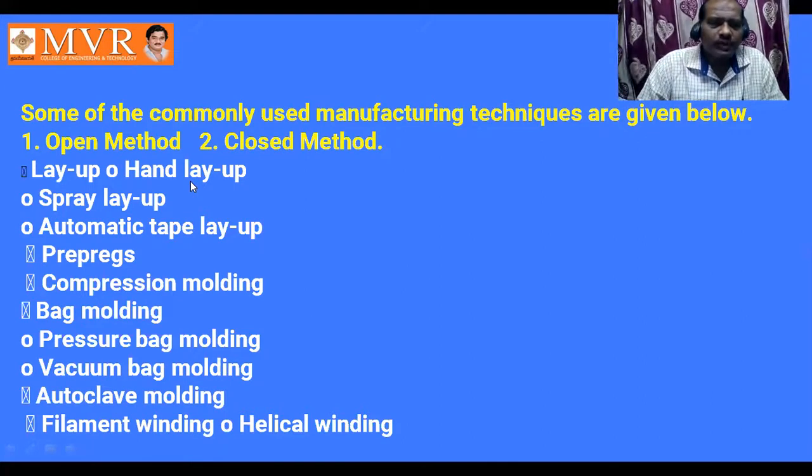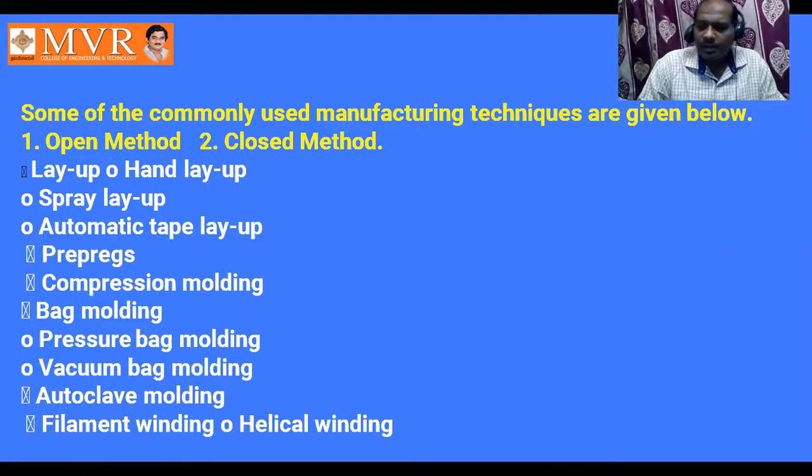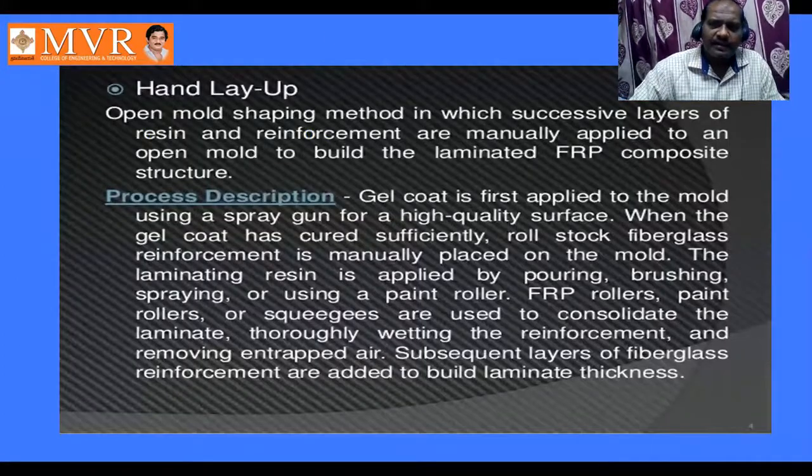Broadly, there are two classifications: open method and closed method. In the open method, no die is going to be present. In the closed method, a die is going to exist. Let us go for this one, the hand layup method.